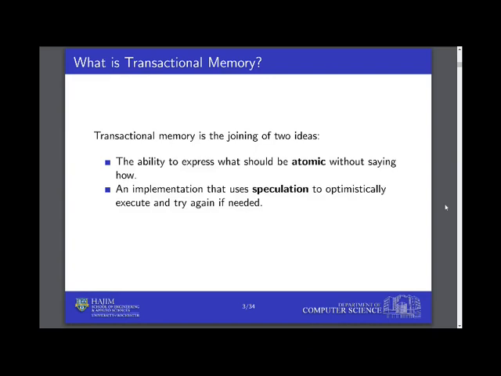So what is transactional memory? It's two ideas put together. Instead of expressing how things should be atomic, just express the things that need to be atomic. And then an implementation that uses speculation to execute those atomic blocks. Haskell adds on top of that a couple of other interesting ideas with retry and orElse. And those things aren't particularly important to this work, other than we support those features fully.